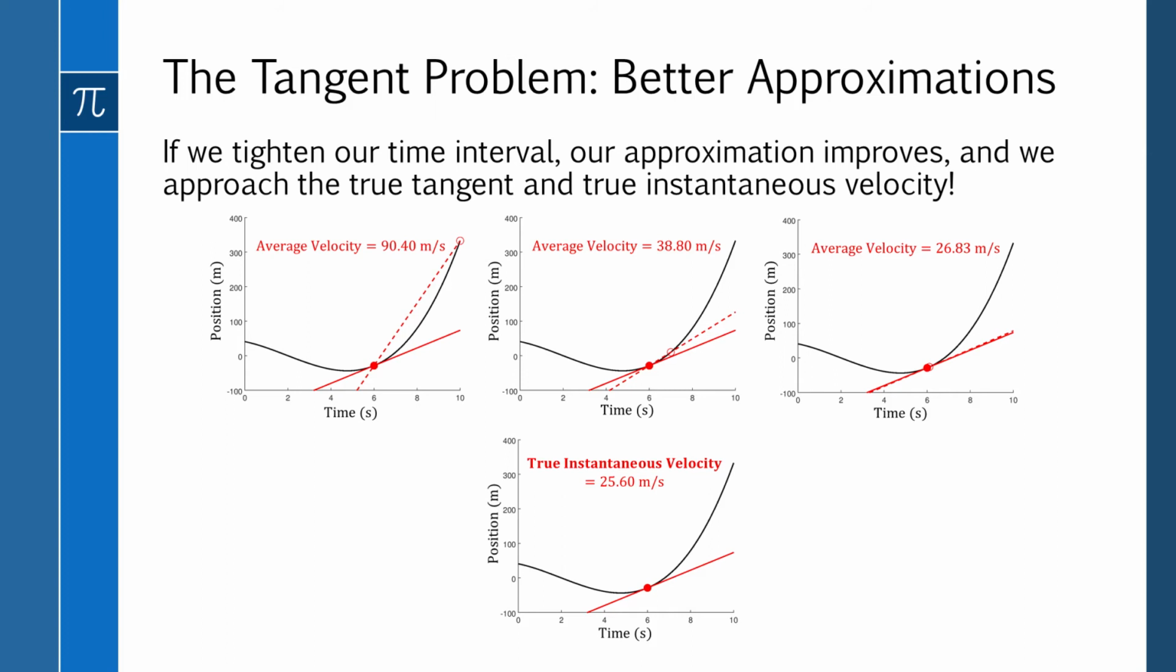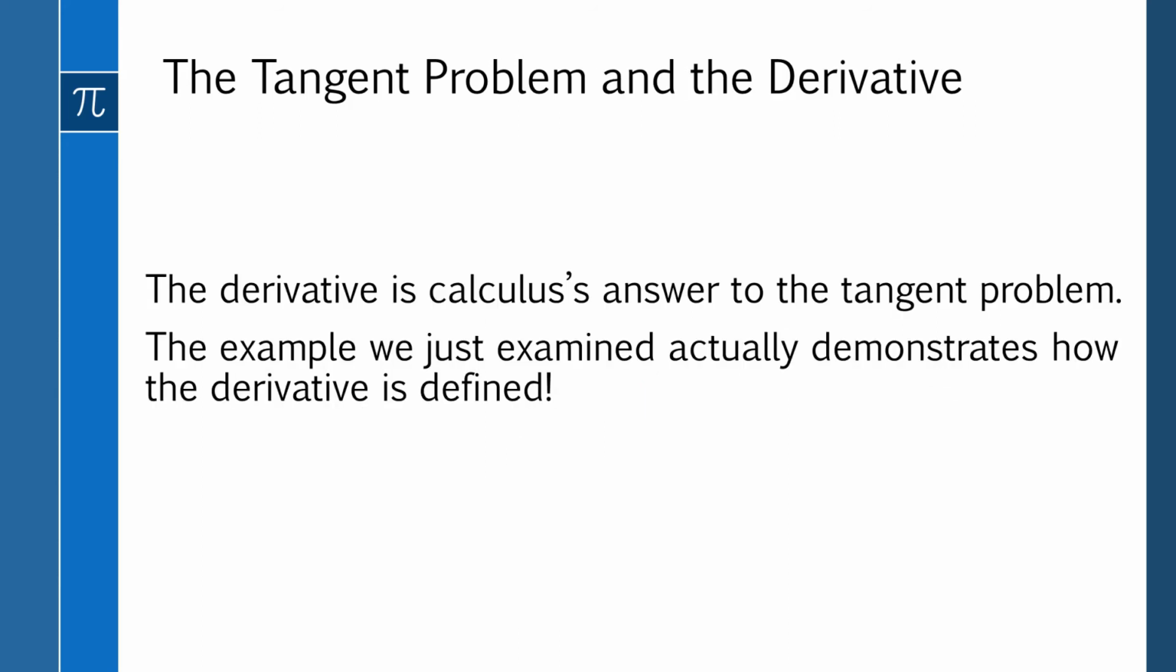So again, what's the lesson here? We want the instantaneous velocity. We want the slope of the tangent. We can't figure that out immediately, so what do we do? We build an approximation, and we bring that approximation closer and closer and closer to the true tangent and to the true slope. Okay? The derivative is calculus's answer to the general tangent problem. And that thing that we did here is exactly how we find the derivative. So the way we're going to develop the derivative soon enough in this course is going to be exactly along those lines.